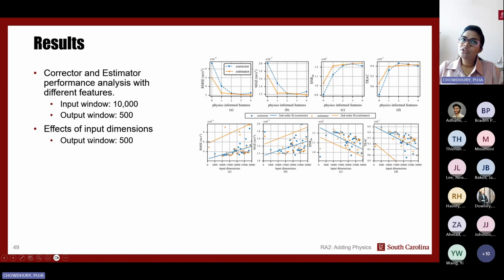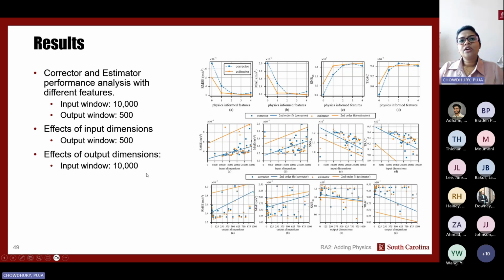So for the effects of the input dimension, on the right side of this plot, we can see when we consider an output window of 500 and vary the input dimension between 0 and 30,000 to check which performance is better. We use a second order fit so we can see the trend with each metric. From this analysis, we find that the 10,000 input window is better for both the corrector and the estimator.